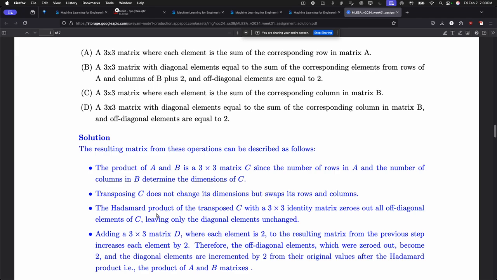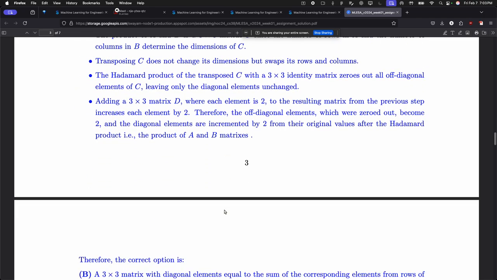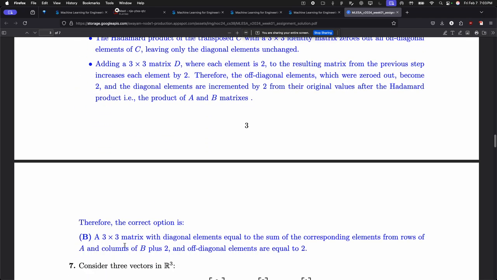unchanged. Okay, adding a 3 cross 3 matrix D, where each element is 2, to the matrix from the previous step increases each element by 2. So off diagonal elements which were zeroed out become 2 and diagonal elements are increased by 2. Correct? So the correct option is a 3 cross 3 matrix whose diagonal elements equal the sum of corresponding elements of rows B and D plus 2 and off diagonal elements are 2.